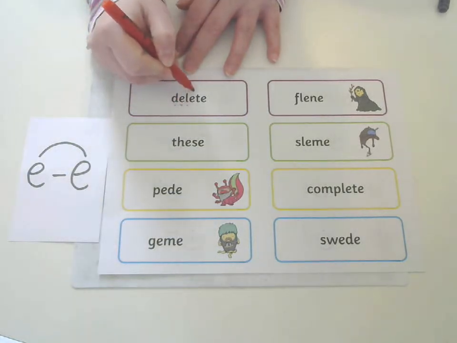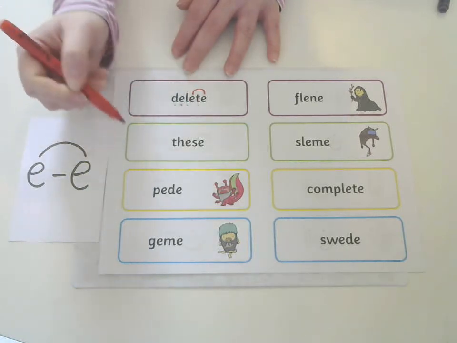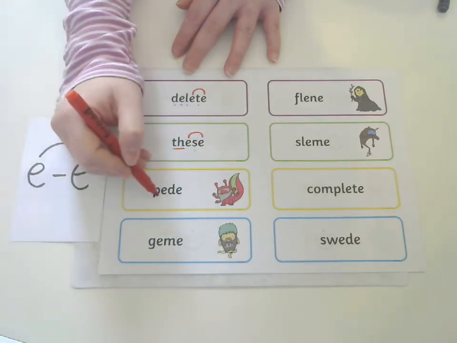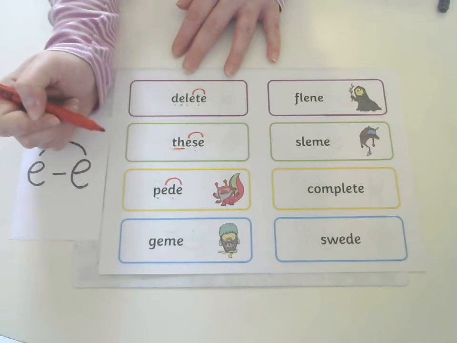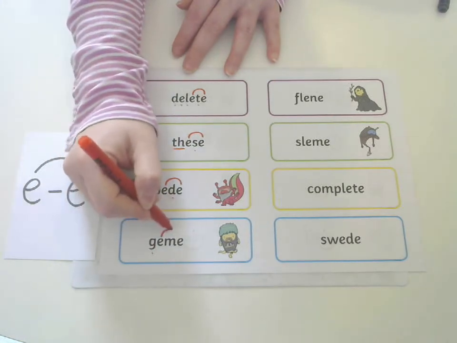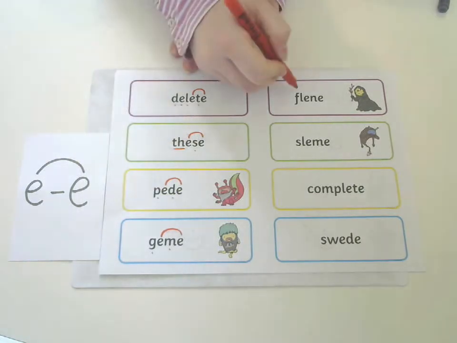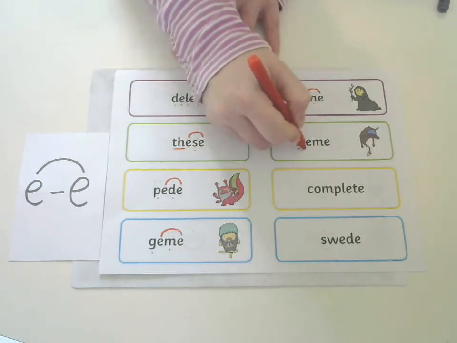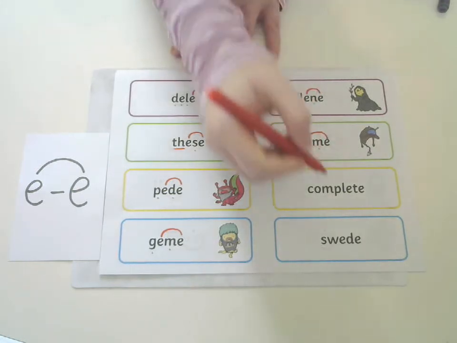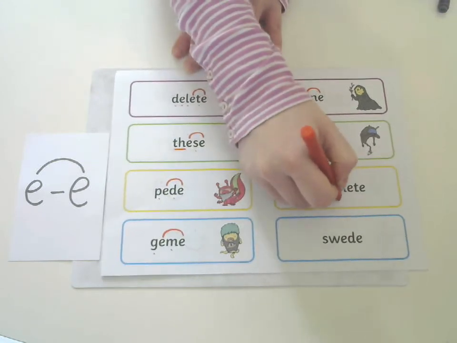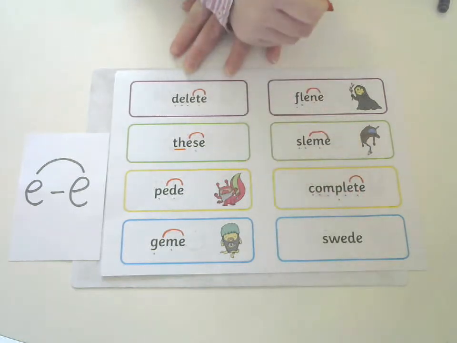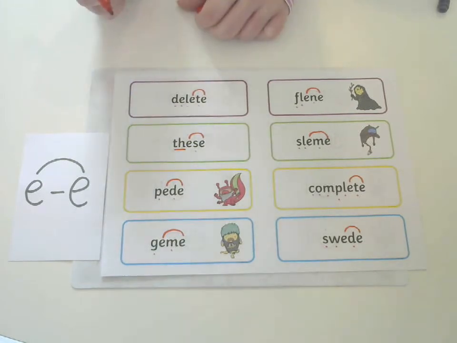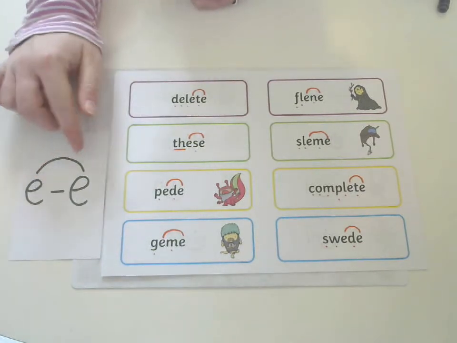delete, les, peed, ge, len, sle, concrete, swede. Pause your video and have a go at reading those words, remembering to use your split digraph and stretch that sound.